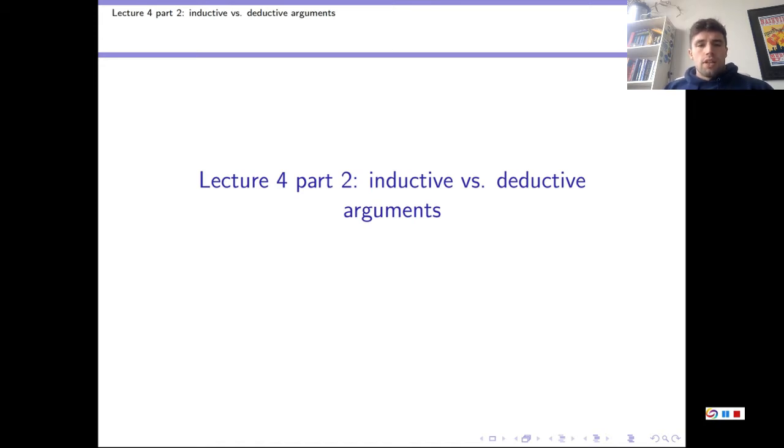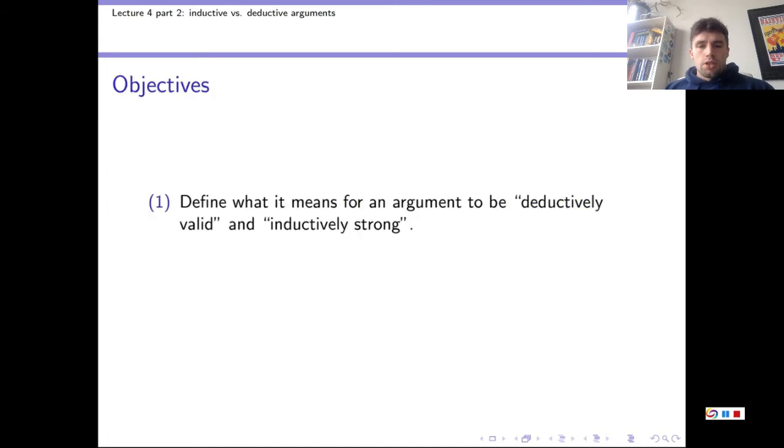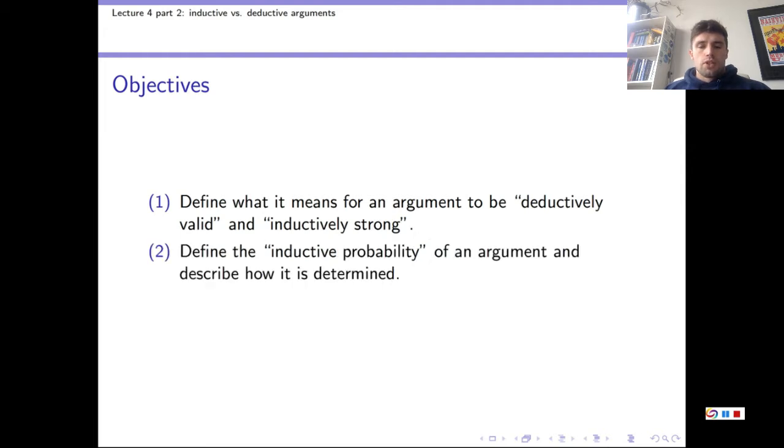The objectives for this video are the following things. After watching, everybody should be able to: Number 1, define what it means for an argument to be deductively valid and inductively strong. Number 2, define the inductive probability of an argument and describe how it is determined. And number 3, evaluate the inductive strength of an argument.